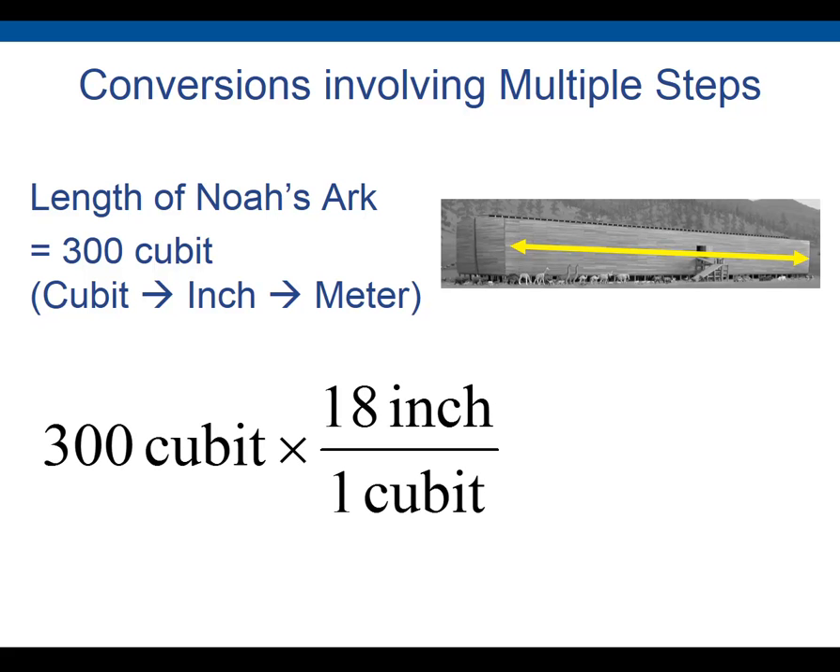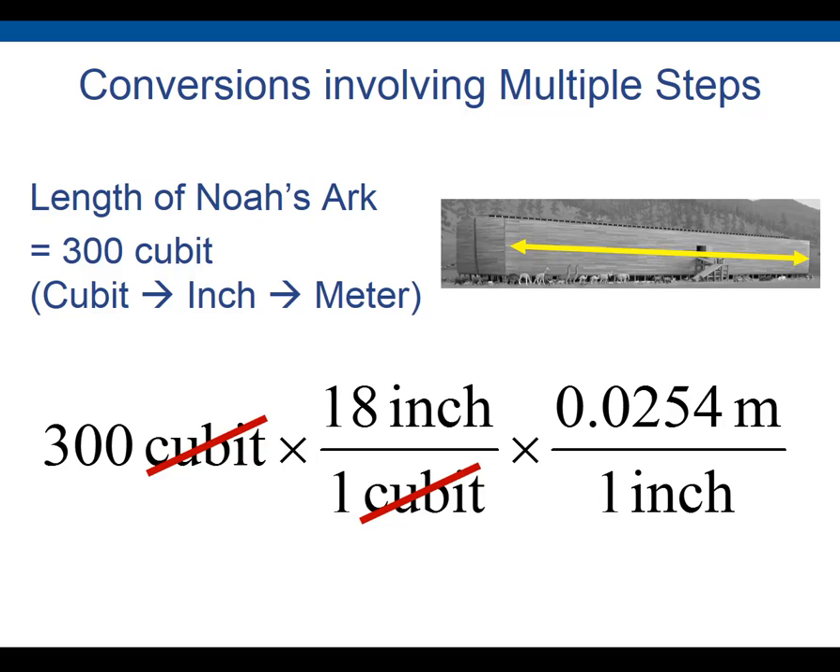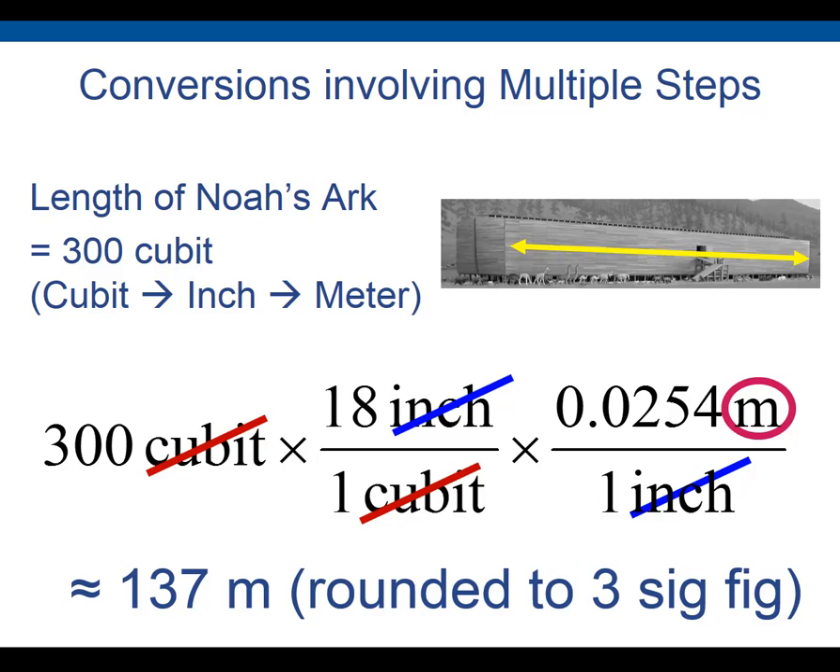Alright, so we have the length of Noah's Ark, let's say 300 cubits. We want to change this to inches, so 300 cubits times 18 inches per 1 cubit. It's a conversion ratio. So we delete the cubit unit, and also we want to convert it into meters. So 1 inch is 0.0254 meters. So this is the conversion factor. So we can delete inch because numerator, denominator, we can erase these 2 units. So the last unit is meters, right? So 137 meters rounded to 3 significant figures. Wow, this is quite long.